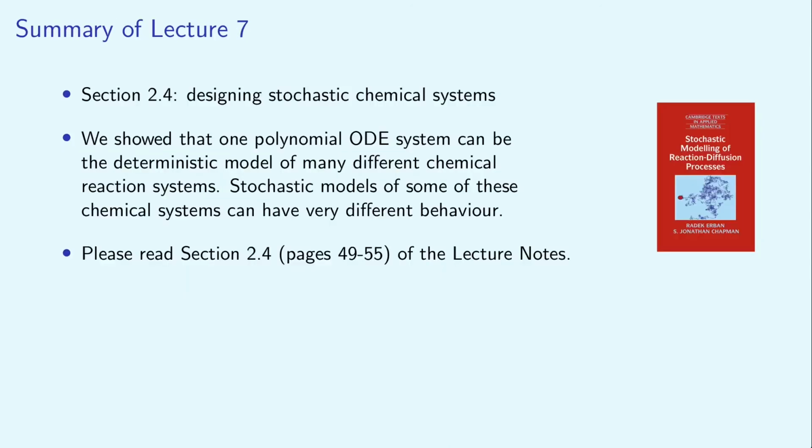This brings me to the end of lecture 7, where we concluded our discussion of chapter 2, covering section 2.4 on designing stochastic chemical systems with prescribed properties. We showed that one polynomial ODE system can be the deterministic model of many different chemical reaction systems. Stochastic models of some of these chemical systems can have very different behavior. Please read section 2.4 on pages 49 to 55 of the lecture notes before watching the video of lecture 8.